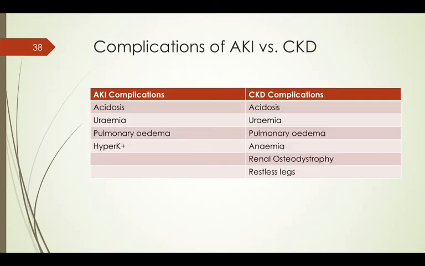So I've just summarised here what I've spoken about. Complications of AKI on the left here. Acidosis, treat that with bicarb. Urea, symptoms like encephalopathy, pericarditis, treating that with dialysis. Pulmonary edema, high flow oxygen, diamorphine, furosemide. Hyperkalemia, thinking about calcium gluconate, insulin plus glucose or salbutamol for that.